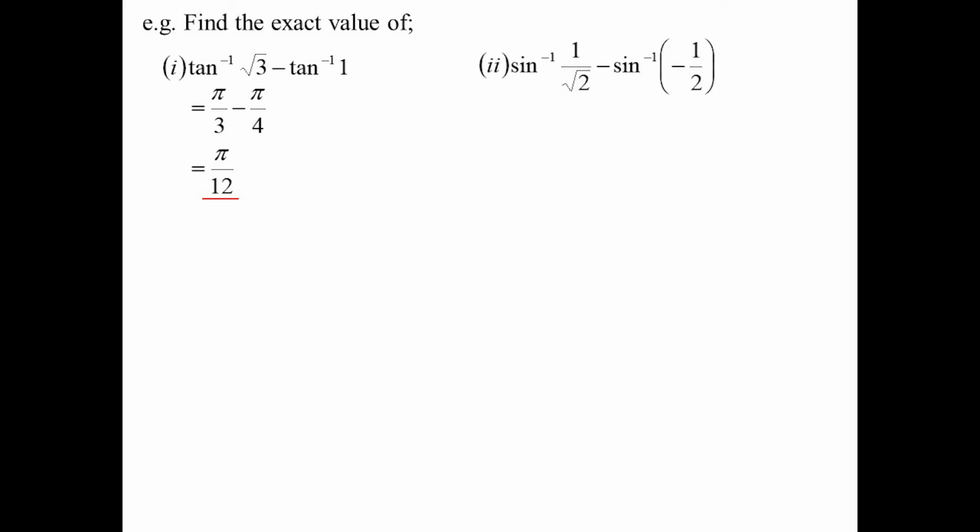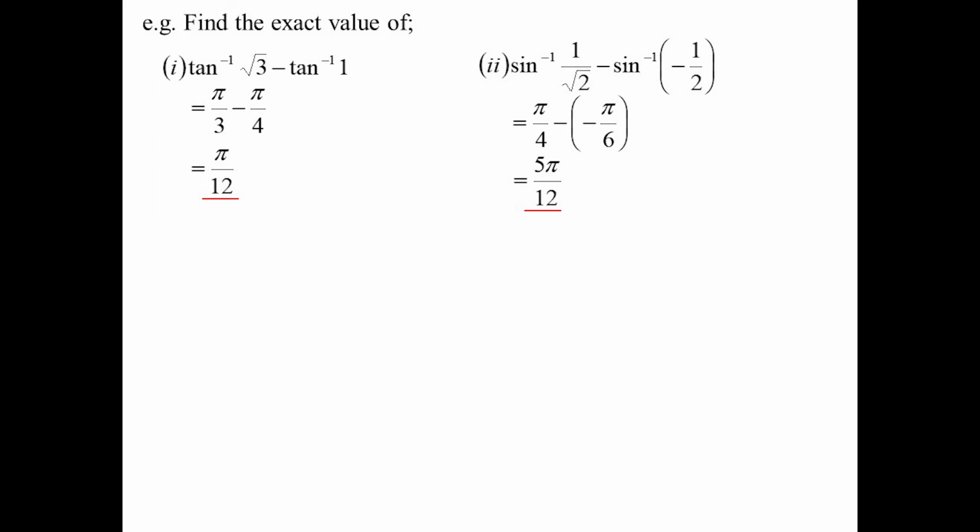Inverse sine of 1 on root 2 minus the inverse sine of minus a half. Okay. Well, inverse sine of 1 on root 2 is pi on 4. You've got to be careful with the negatives. Think of your graph. The inverse sine graph can only give us acute angles or negative acute angles. So the inverse sine of minus a half must be the negative acute angle. And the acute angle that has a ratio of a half is 30 degrees, which is pi on 6. So we end up with pi on 4 minus minus pi on 6. That turns out to be 5 pi on 12.